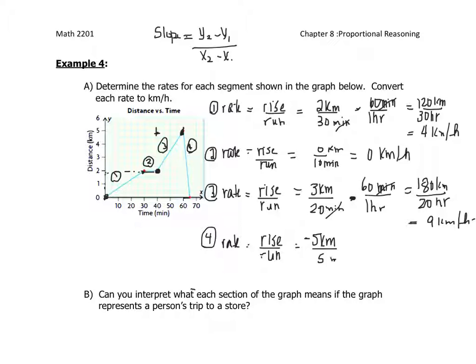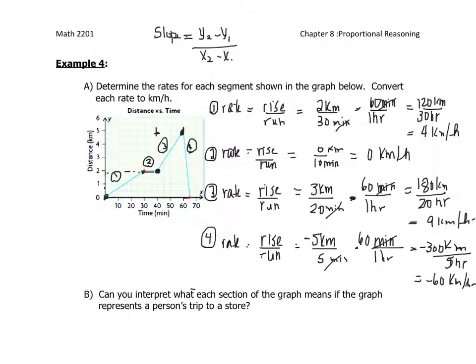5 minutes. Again, if I want to change it to kilometers per hour, I need to get rid of the minutes, replace them with hours, and there's 60 minutes in 1 hour, so the minutes cancel now, and I'm left with negative 300 kilometers over 5 hours, I'm sorry, which is negative 60 kilometers per hour. So that rate is negative because your distance is decreasing, or you're on your way back home.